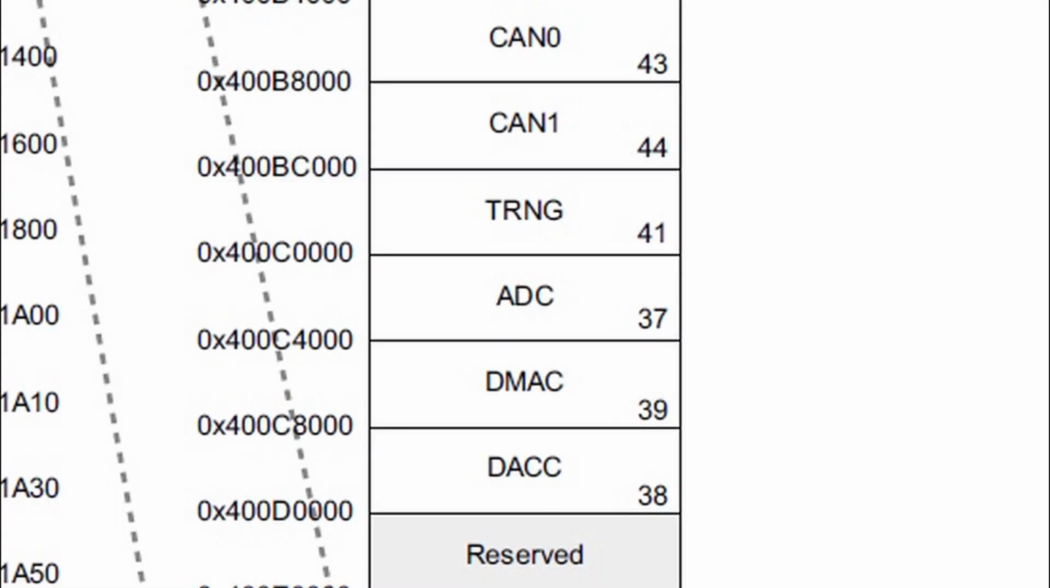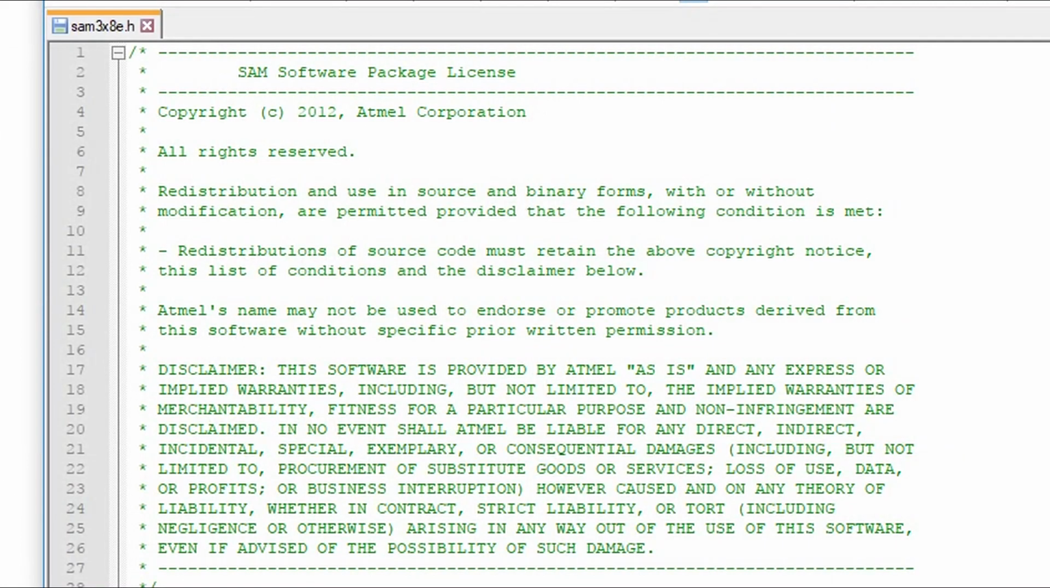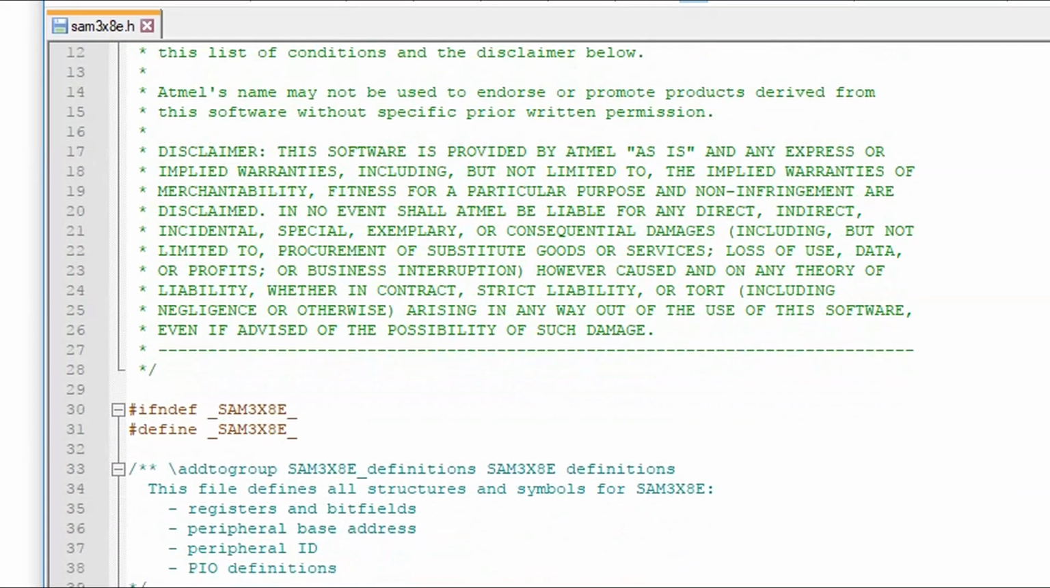Taking a closer look, we found the ADC's base address. It's 400C0000. With this as a starting point, we can see if the manufacturer's code lines up with the datasheet. To verify, we're going to have to look at the manufacturer's supplied code.